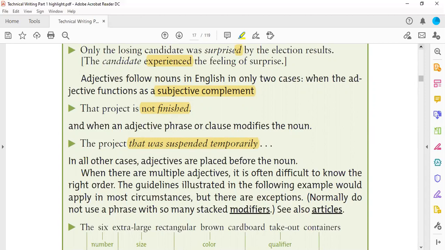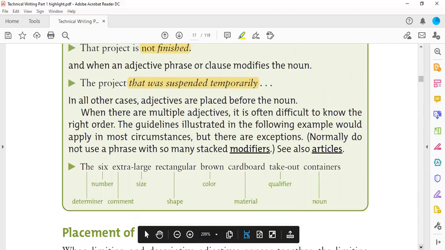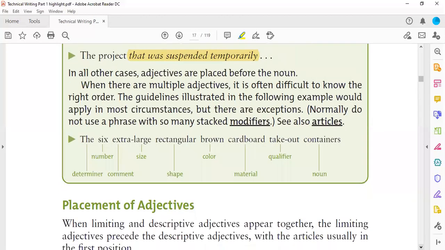In all other cases, adjectives are placed before the noun. When there are multiple adjectives, it is often difficult to know the right order. The guidelines illustrated in the following examples would apply in most circumstances, but there are exceptions. Normally, do not use a phrase with so many stacked modifiers. See also articles. The six extra large rectangular brown cardboard takeout containers. Here you see all these are adjectives, okay? And they modify the noun containers.